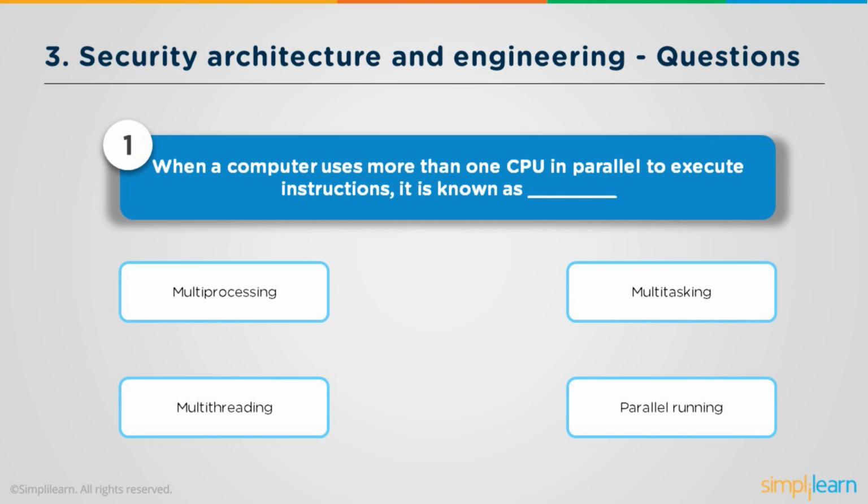Question 1. When a computer uses more than one CPU in parallel to execute instructions, it is known as multiprocessing, multitasking, multithreading, or parallel running. Now, here we need to understand what is the difference between multitasking, multithreading, multiprocessing, and parallel running. Now, it would be very difficult to explain all these processes in this video. So, here we are talking about executing instructions. That's multiprocessing. Multitasking is performing multiple tasks at the same time. Multithreading is where processes create multiple threads to manage certain functions. Here, when we are executing instructions in parallel, it is known as multiprocessing.